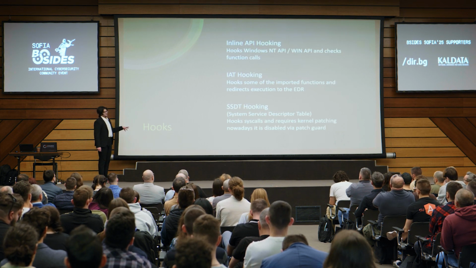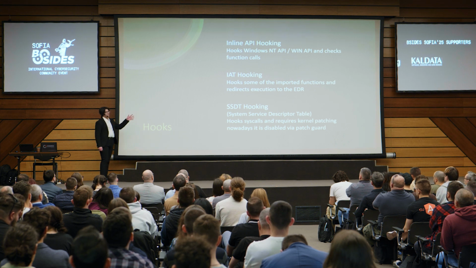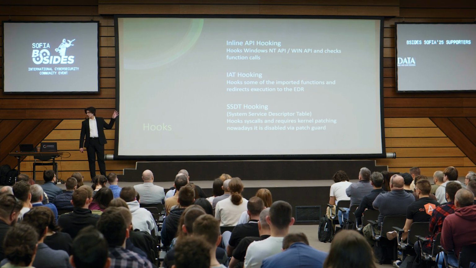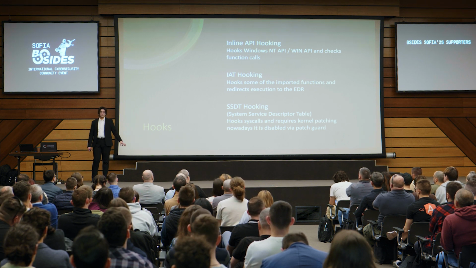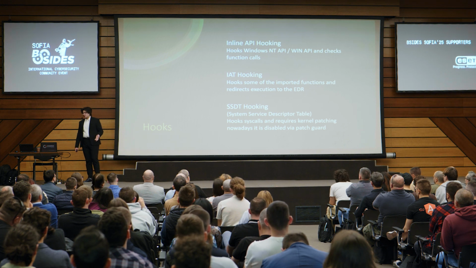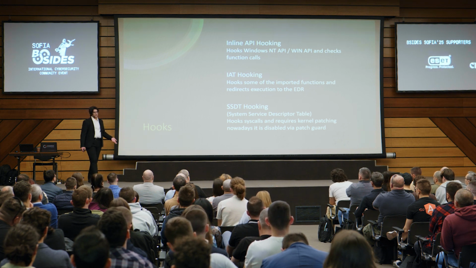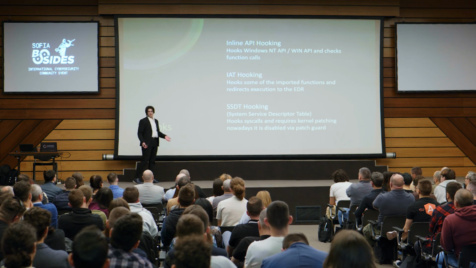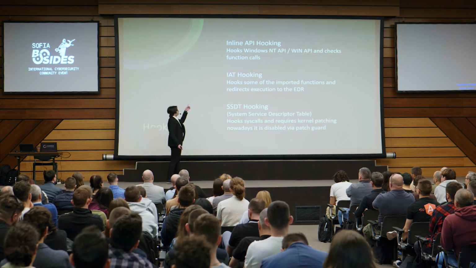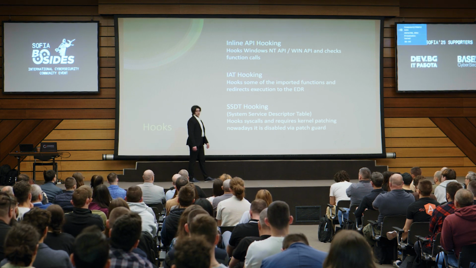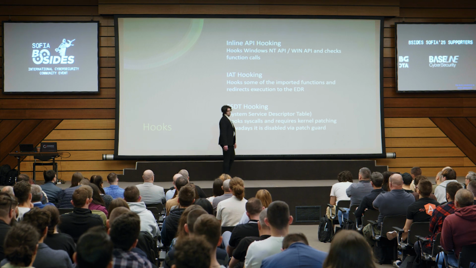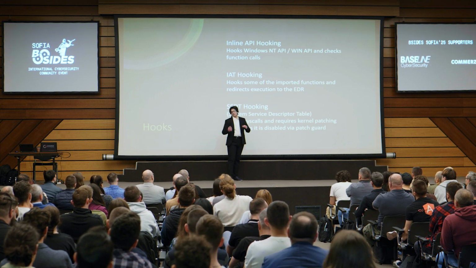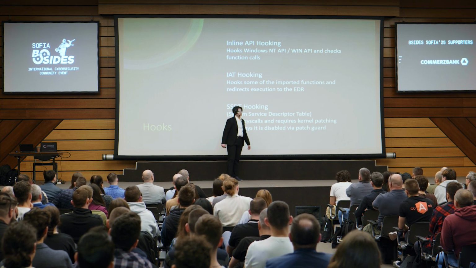Let's talk about hooking. We have basically three main types of hooking. We have the inline API hooking. Basically, it's the most known type of hooking. We're going to talk about C and C++ functions, so we're also going to talk about the Windows native API and the Windows API. Basically, the Windows API is an abstraction of the native API.